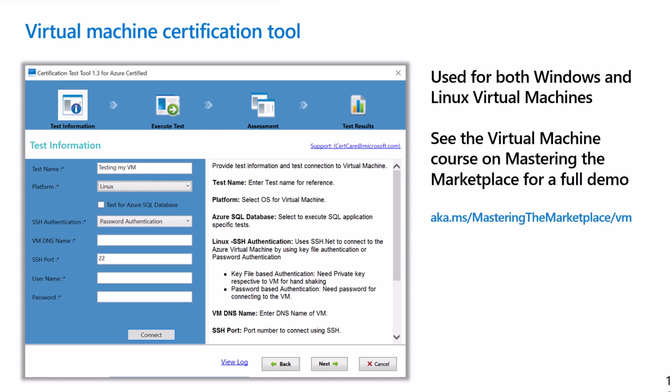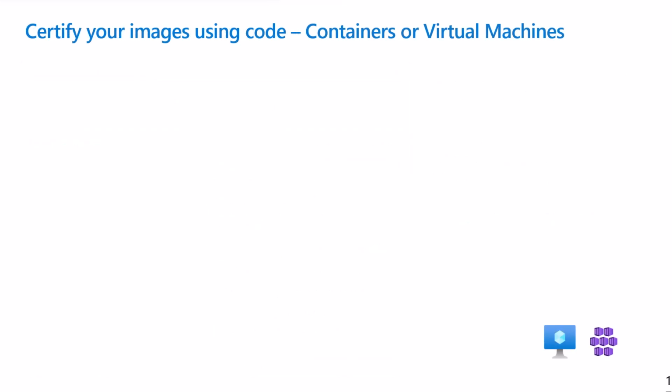In the Mastering the Marketplace virtual machine course, there is a module on using the certification tool. Have a look at the URL on your screen to find that module. In addition to the Windows Virtual Machine Certification tool, there are ways to automate validation of your images by taking advantage of an Azure service.